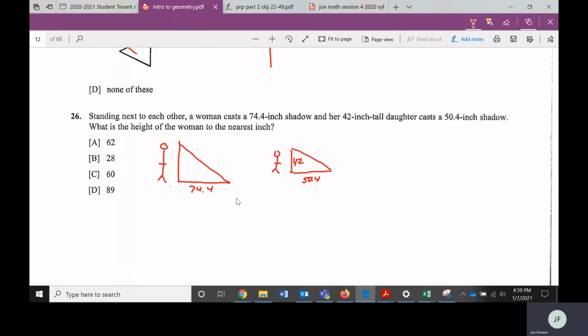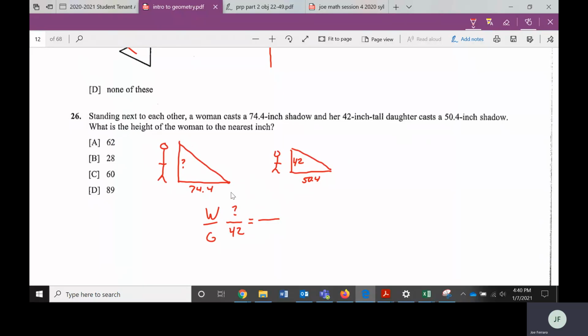Okay, so now we have to set up a proportion. So I'm going to go woman to girl. And the question is, what is the height of the woman? So my unknown pair, this goes back to last session for some people that did the proportions. I don't know the height of the woman, but I do know the height of the girl. Now that's important, that this column has to deal with the height from woman to girl.